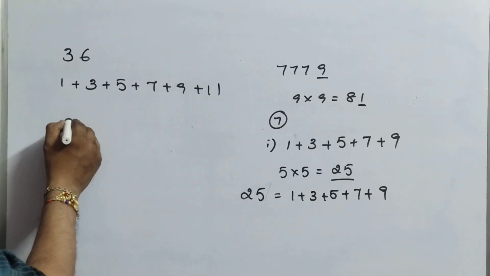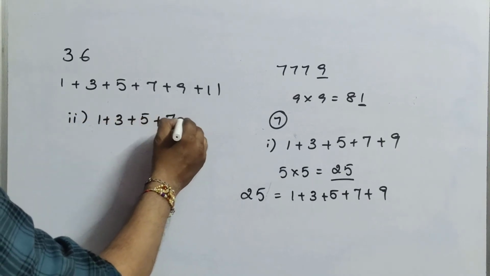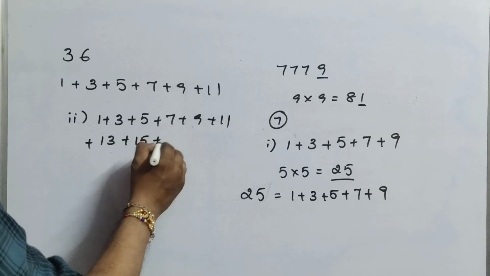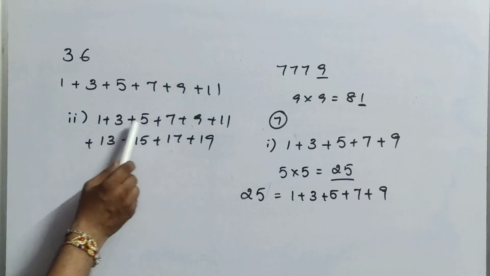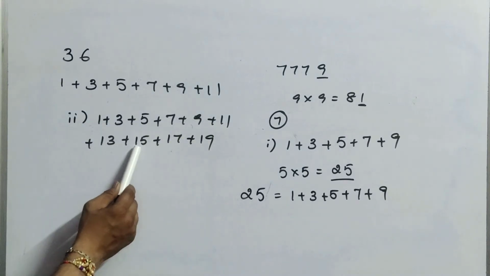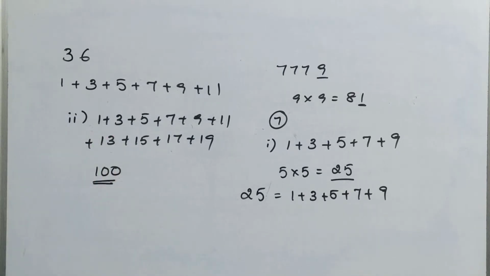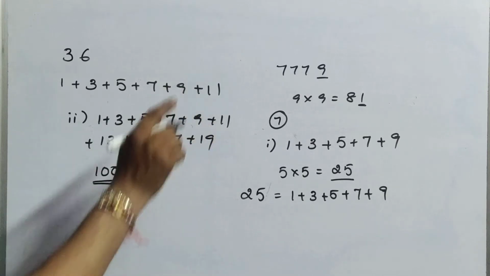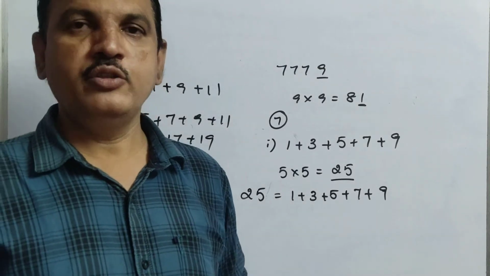7th, the second question I am telling you: 1 plus 3 plus 5 plus 7 plus 9 plus 11 plus 13 plus 15 plus 17 plus 19. All are odd numbers. Count now: 1, 2, 3, 4, 5, 6, 7, 8, 9, 10. 10 tens are 100. So total 100. That means without doing the addition, you can tell the answer very easily. Similarly, if they give 100 and ask in terms of odd numbers, you have to write in this form.